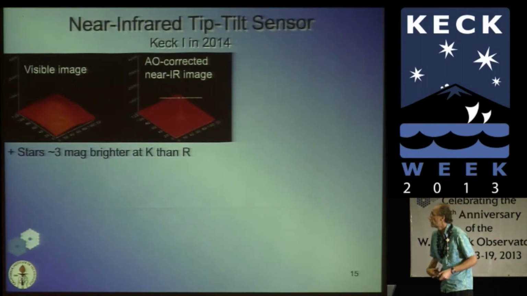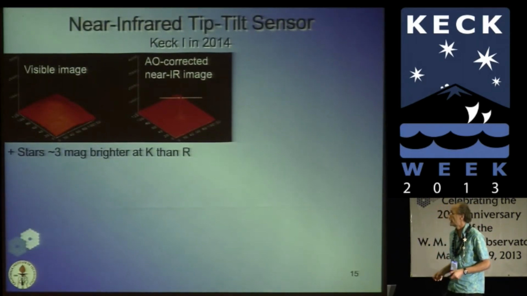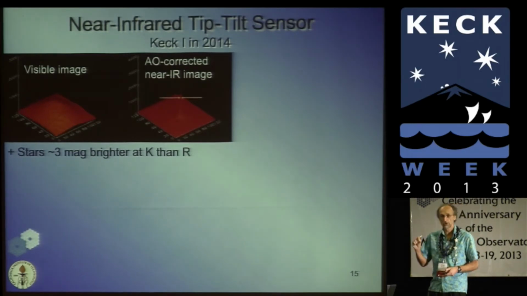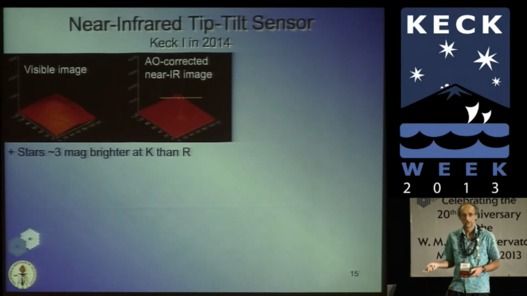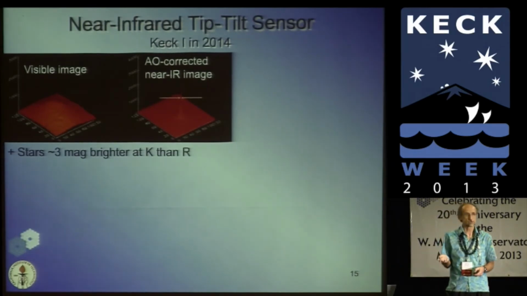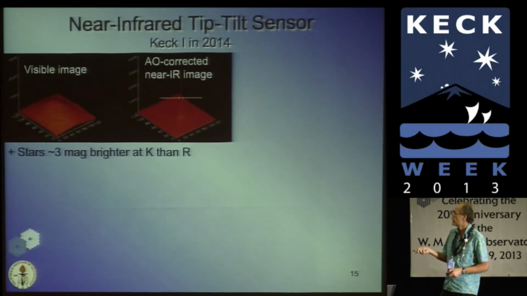We're also working on doing our tip-tilt sensing in the near-infrared. Currently, we track on the visible image, which is limited by turbulence in the atmosphere. So we've got this big blob we're trying to track on. But in the near-infrared, we've got a partial correction of our natural guide star. So instead, we'll track on this core here. In addition, the stars are generally a fair bit brighter in the near-infrared than in the visible.